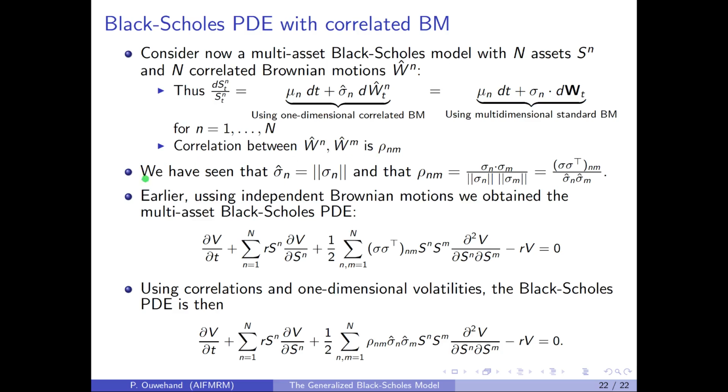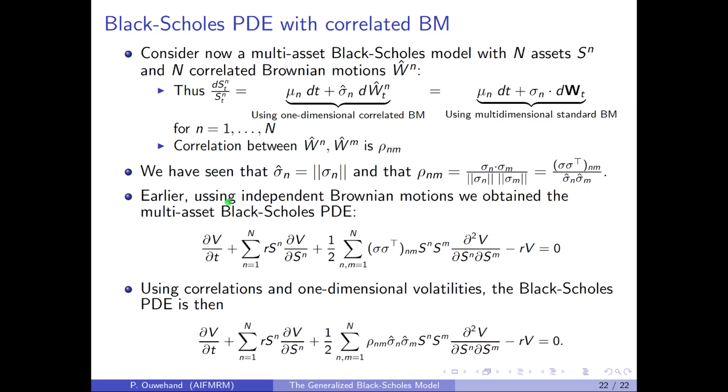Now we've seen that sigma n hat is just the length of the corresponding volatility vector, and that the correlation is given as follows. Note that sigma n dot sigma m is just the nth row of the volatility matrix dotted with the mth row, which is the same as the dot product of the nth row of the volatility matrix with the mth column of its transpose. In other words, it's equal to the nm element of sigma times sigma transpose. Moreover, the lengths of the volatility vectors are the corresponding volatility numbers.